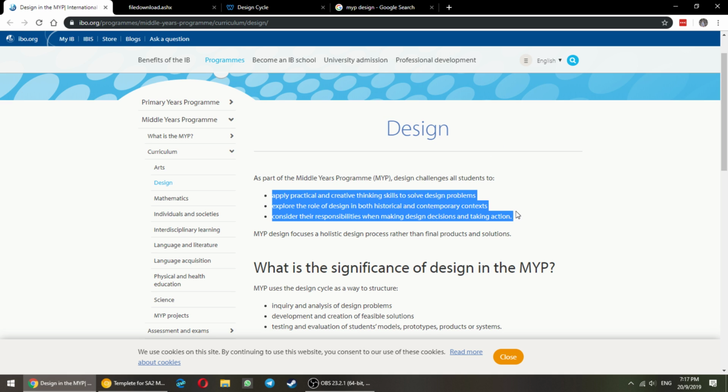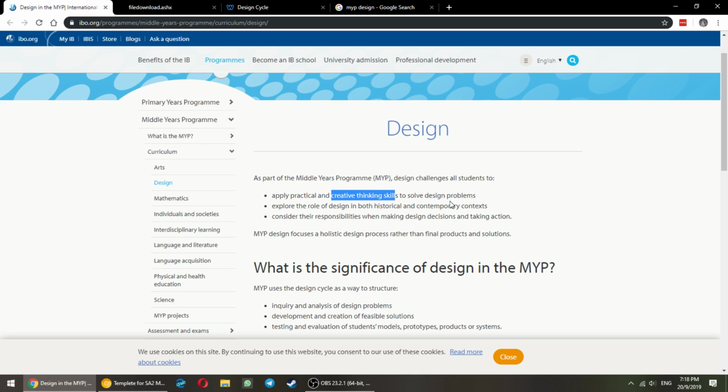The design subject challenges students to apply practical and creative thinking skills to solve design problems, which is of course creative thinking and problem solving. The second one is to explore the role of design in both historical and contemporary contexts. So how does design help the world to move on, and what are the innovations that we have had in the past? And last, to consider responsibility when making design decisions and taking action.